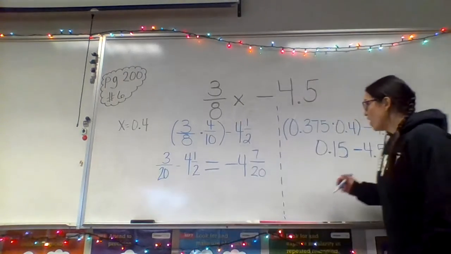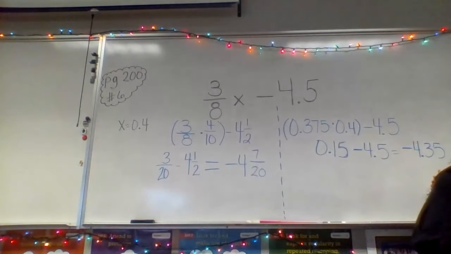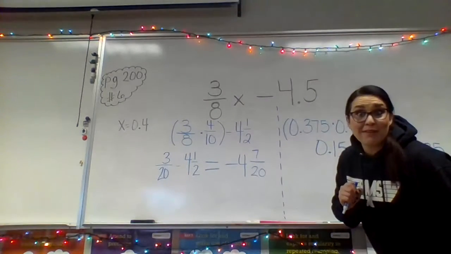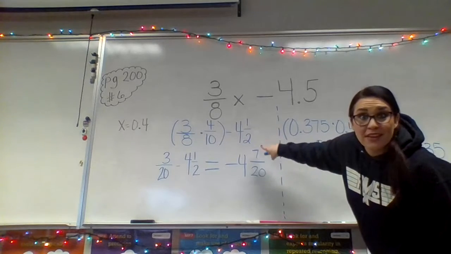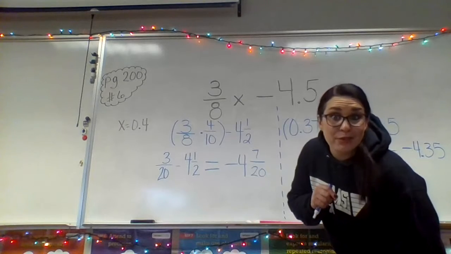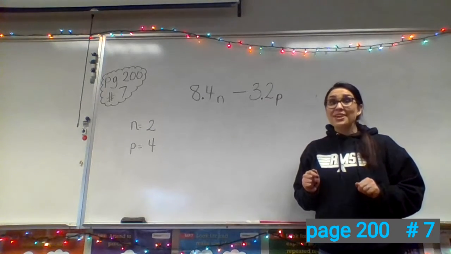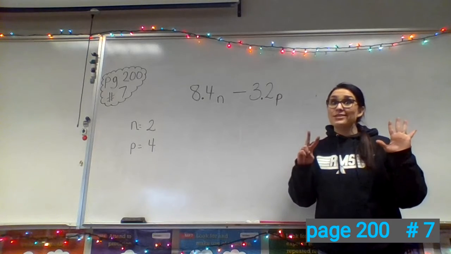Did you know that negative 4 and 7/20ths and negative 4 and 35 hundredths, those are equivalent, my friends? Don't believe me? Use your calculator, take 7 divided by 20, and I guarantee you your answer is going to be 0.35. All right, my friends, so the next one that I'd like to look at together is still on page 200, but now it's number 7, all right?